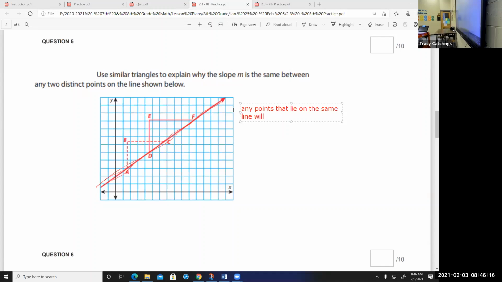So that means if these points lie on the same line, we have the same slope. That's all we learned when we talked about slope. So that means A, D, C, and F will have the same slope. So these two triangles will be similar because their points lie on that same line.